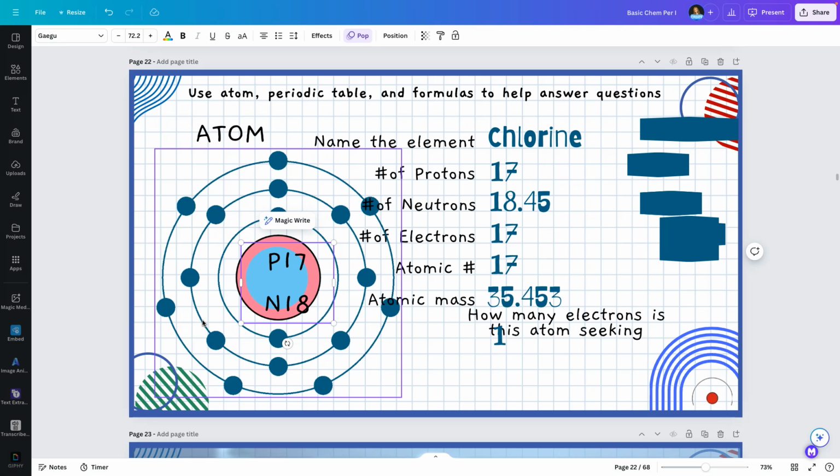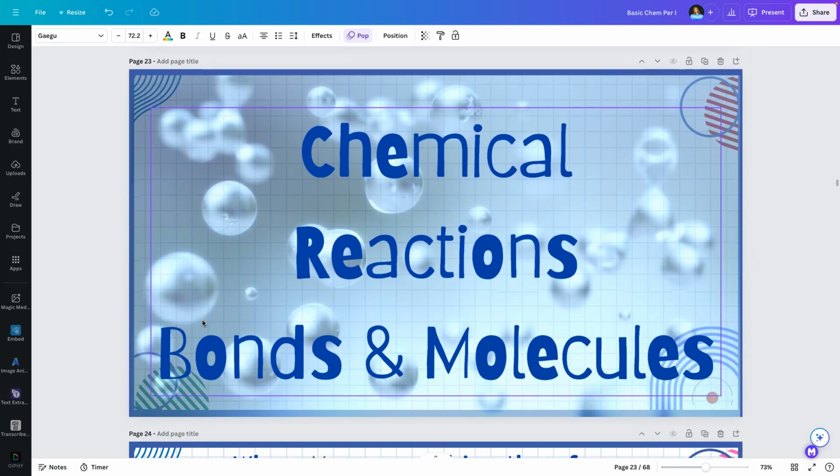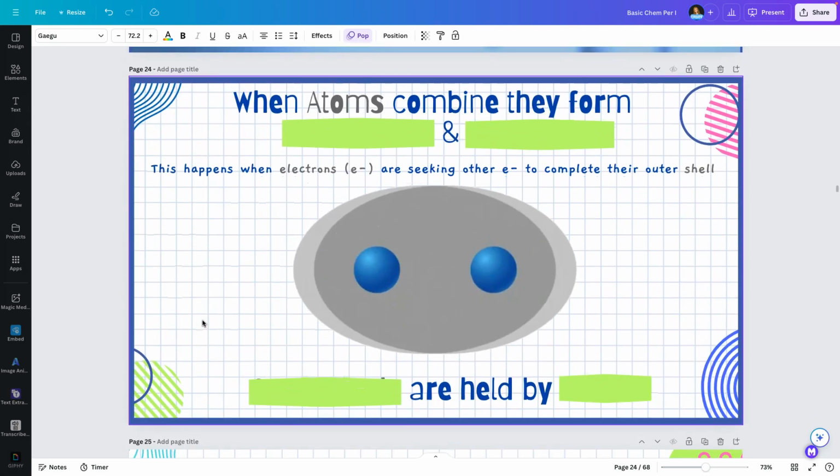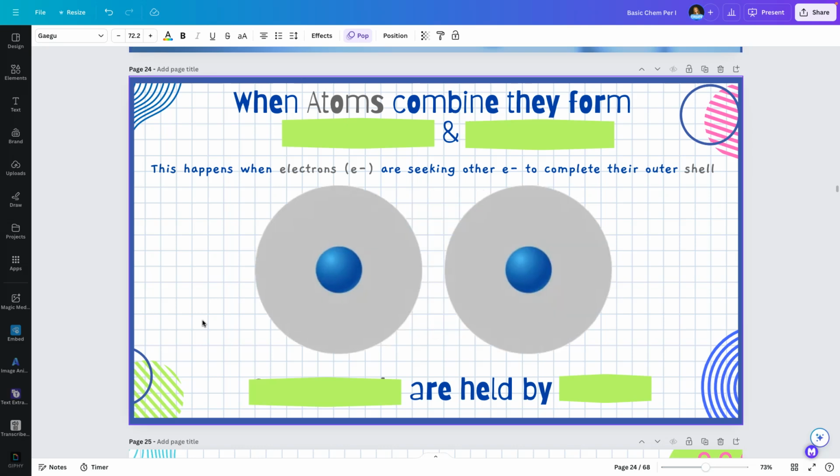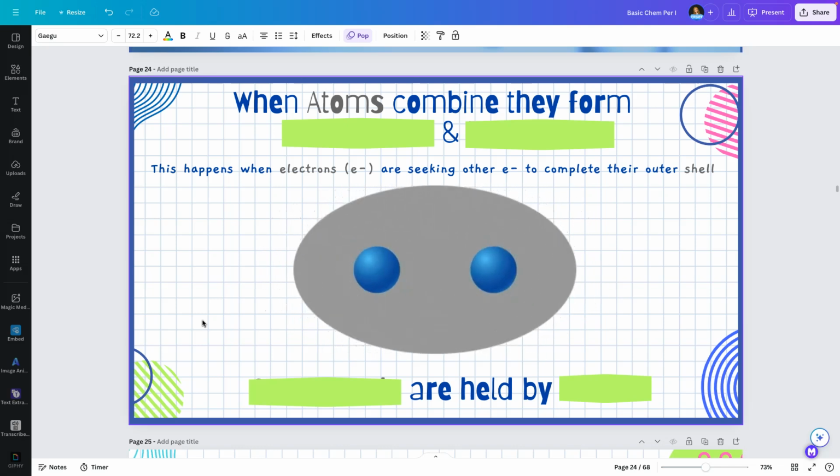This is why atoms combine. Okay? So there are chemical reactions and there are physical reactions. In a physical reaction, hold on. Physical reactions, atoms do not get rearranged. In chemical reactions, atoms get rearranged, okay? And that's what we're going to focus on. So when atoms combine, what do they form?